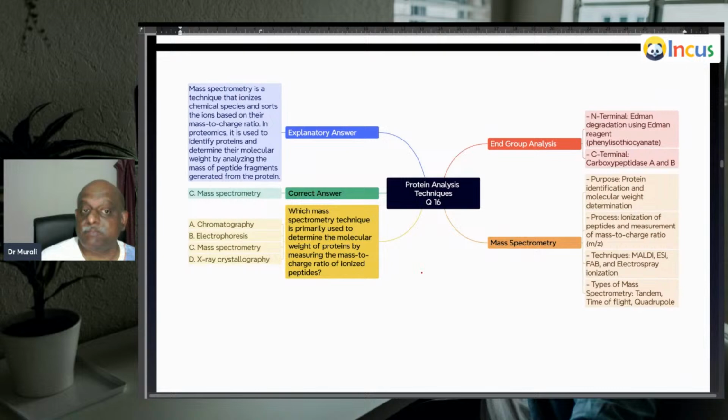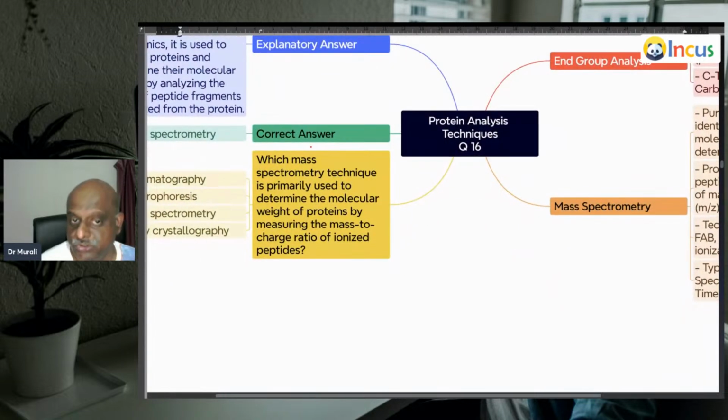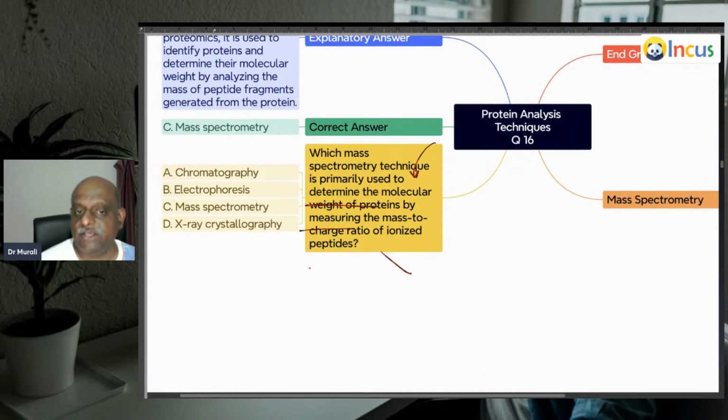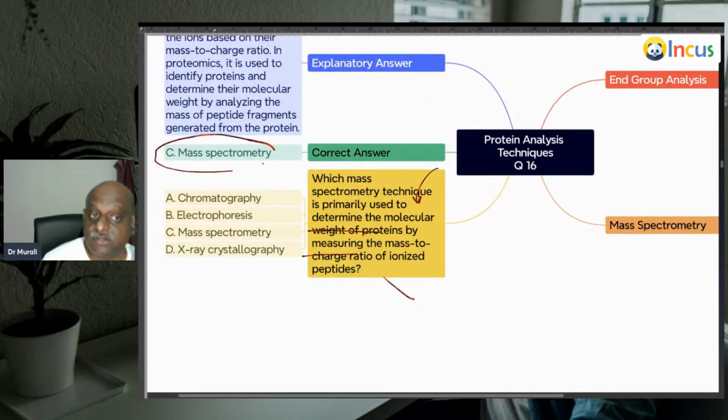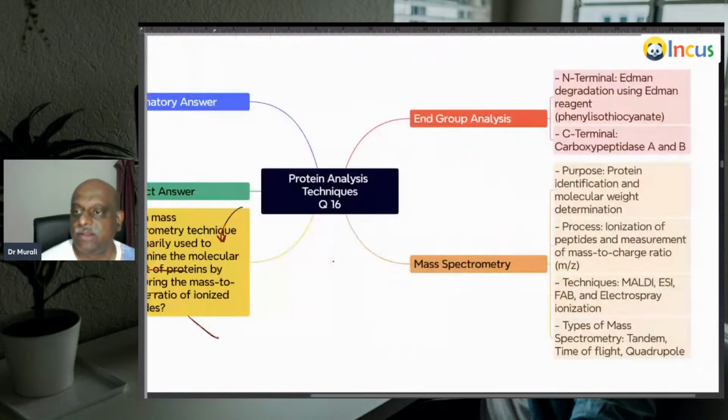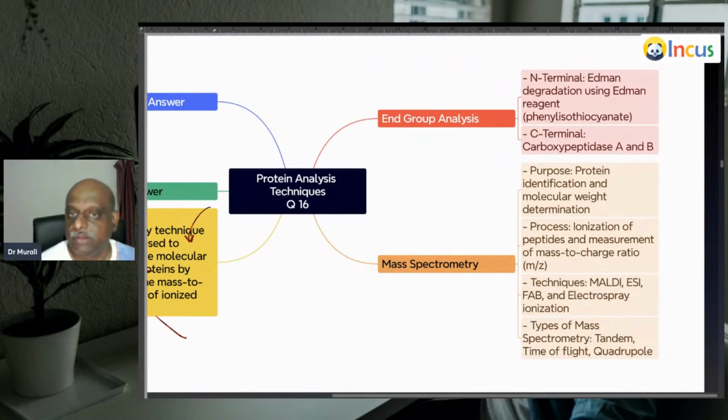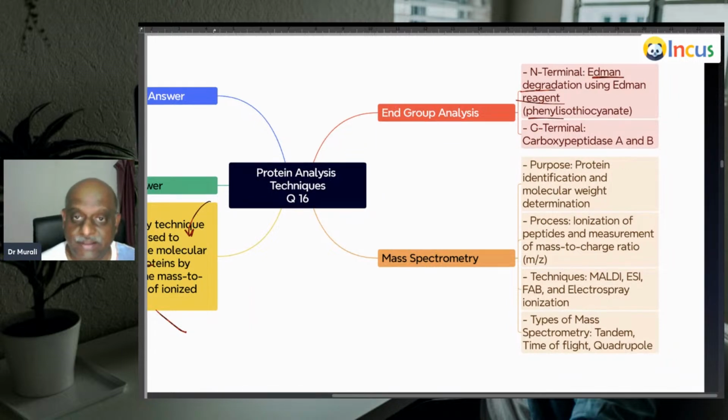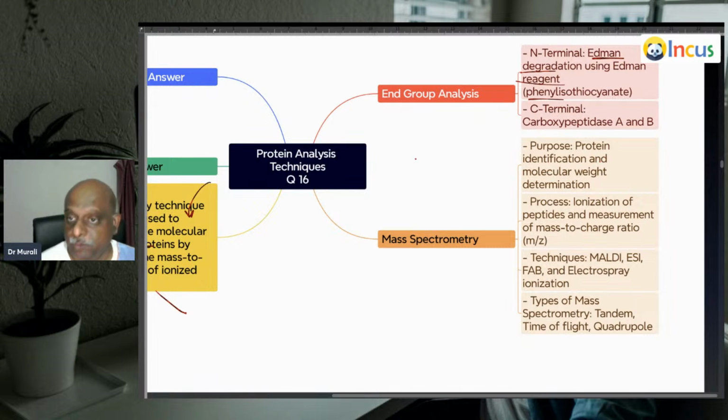Now, which spectrometry technique is used to determine molecular proteins by measuring the mass to charge ratio of the ionized peptides? It is mass spectrometry. So we use Edman degradation using Edman's reagent, which is phenyl isothiocyanate, while doing protein analysis.